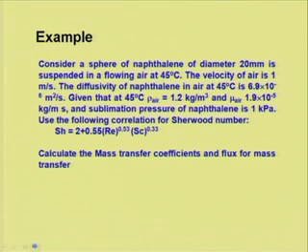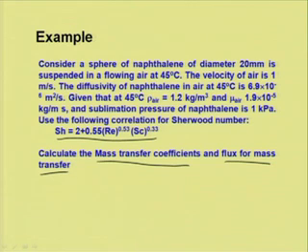Let us consider one example. A sphere of naphthalene of diameter 20 millimeter is suspended in flowing air at 45 degree centigrade. The velocity of air is 1 meter per second. The diffusivity of naphthalene in air at 45 degree centigrade is given. Given the density and viscosity of the air and sublimation pressure of naphthalene at 1 kilopascal, and using this correlation, calculate the mass transfer coefficient and flux of mass transfer.